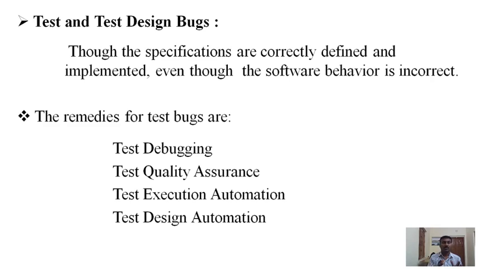Finally, the point to remember in taxonomy of bugs is that there are six major categories. First, requirements, features and functionality bugs; second, structural bugs; third, data bugs; fourth, coding bugs; fifth, interface, integration and system bugs; and the last one, test and test design bugs. These are the six major categories in taxonomy of bugs.